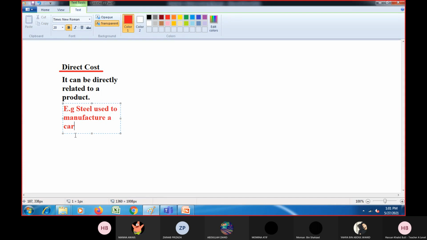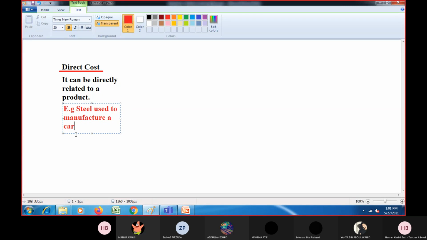This is a direct cost and it is a variable cost as well. Obviously, because the more cars you manufacture, the more will be the cost of steel. Simple, that is a variable cost. And why is it direct? Because you can directly identify that for each car, how much cost of steel is there. This is what we call directly related to a product, or it can be directly identified from a product, right? But it cannot be a variable cost as well.